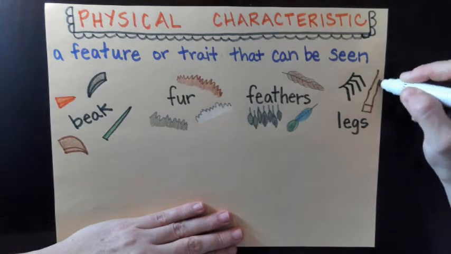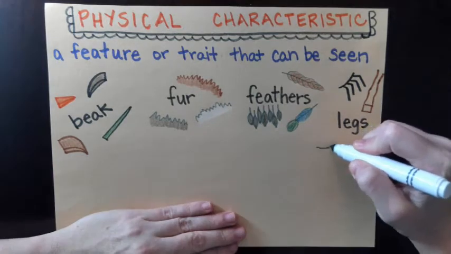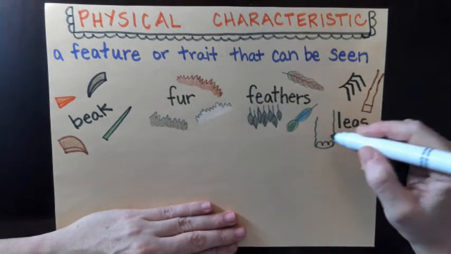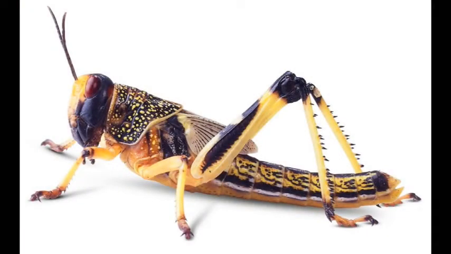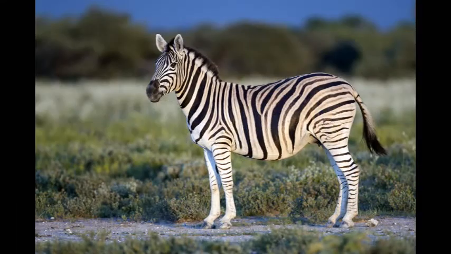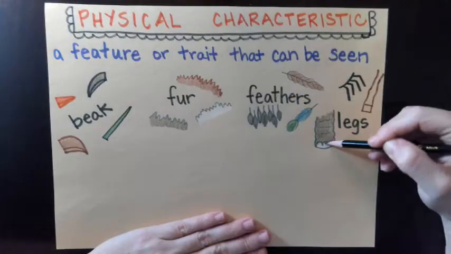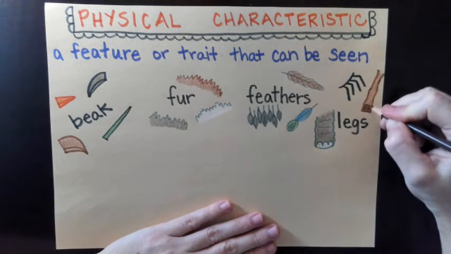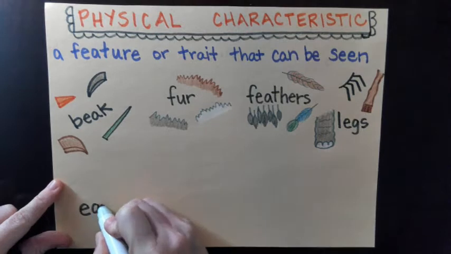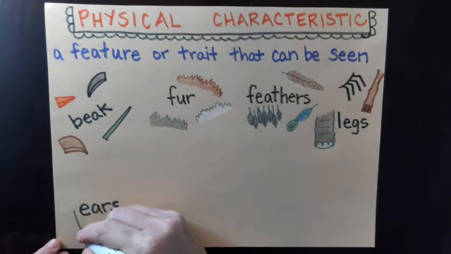Another physical characteristic of an animal might be legs. Are the legs short? Are they wide? Are they strong? Are they weak? Do they have really thick muscles to help it jump really high? Does it have hooves on the bottom? Are there 4 legs? Are there 2 legs? Are there 8 legs?